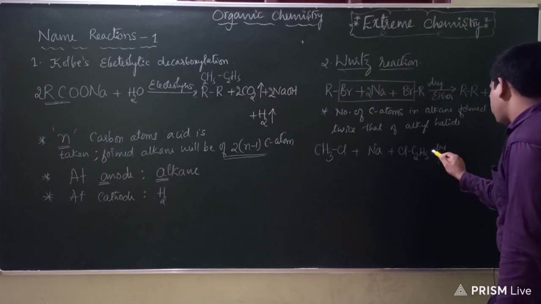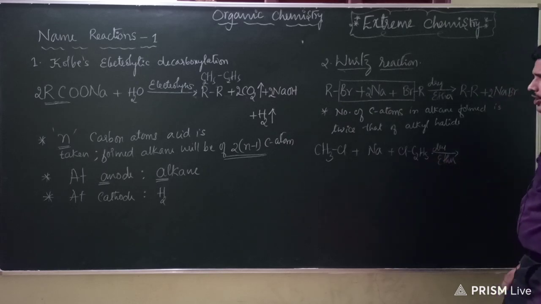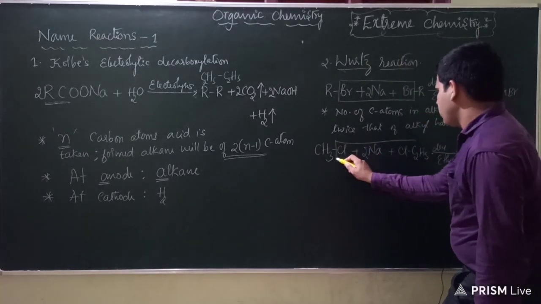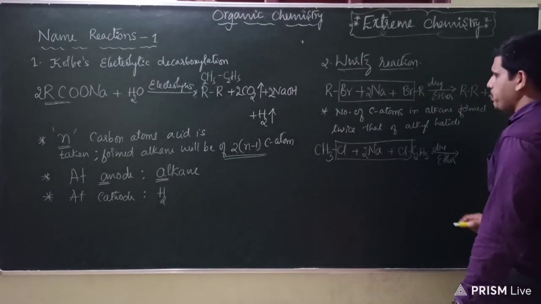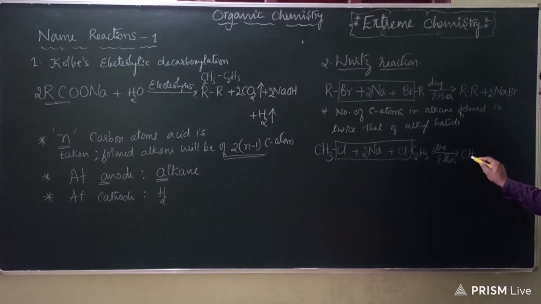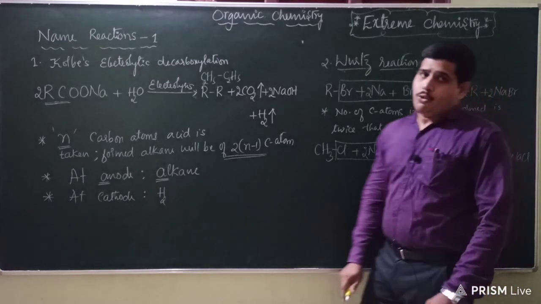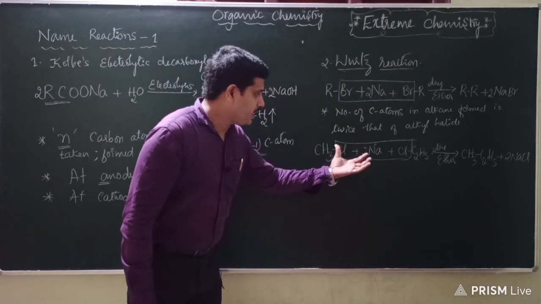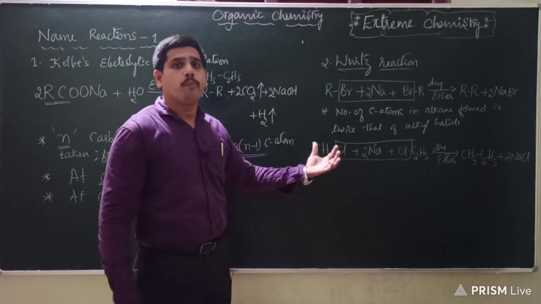So can you tell me what is the product here? What do we expect generally? The path of the reaction we know in this way, right? So what do you expect here? The product has to be CH3C2H5 plus 2NaCl. Do you agree? Now, whenever we write the reaction, it indicates that it takes place in molar ratio.